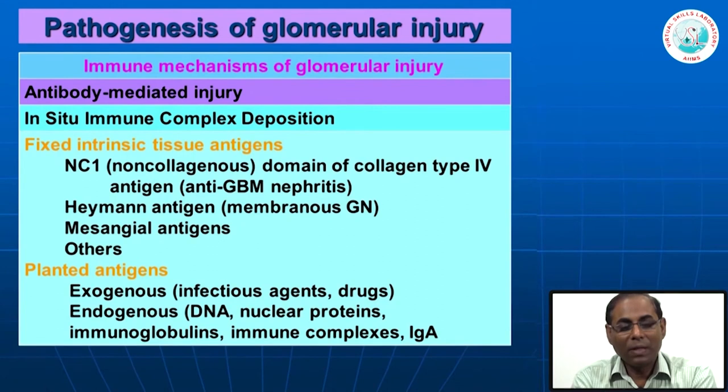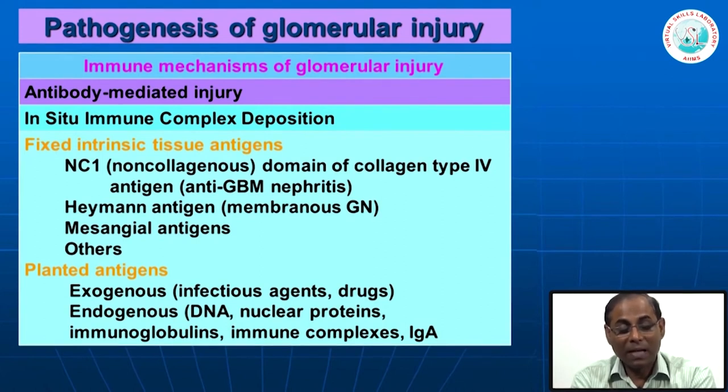Now, this injury can be antibody mediated, and how can the antibody be there in the glomerulus? It may be secondary to in situ immune complex deposition. In situ means in the glomerulus itself. How can it get deposited in the glomerulus? It can be of two types. First, fixed intrinsic tissue antigens, that means inside the glomerulus, autoantigens or self antigens, which can be antigenic, like an autoimmune response. This is described particularly in the NC1 non-collagenous domain, and Heymann antigen membranous glomerulonephritis, which is the animal version of this glomerulonephritis.